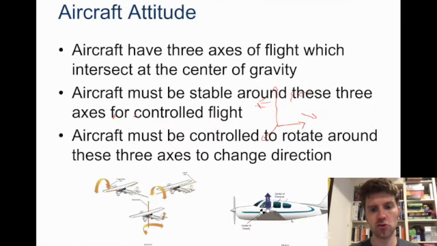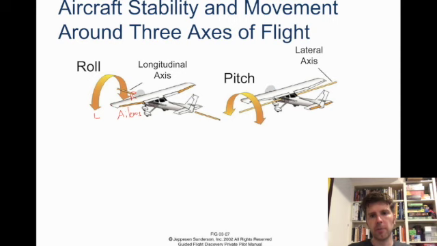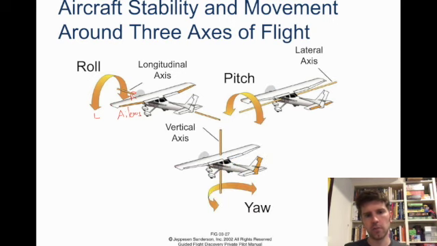You need to be able to control yourself in all these types of motion. So movement about the longitudinal axis is called roll. You're going to roll left or roll right, and that is controlled by the ailerons, which I misspelled. Pitch is controlled by the elevators, and yaw is controlled by the rudder.